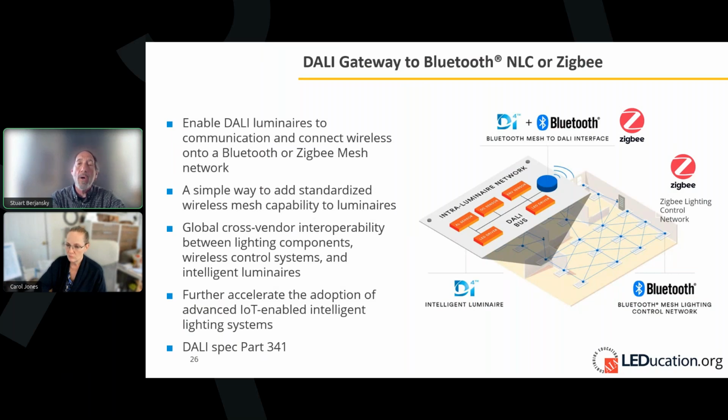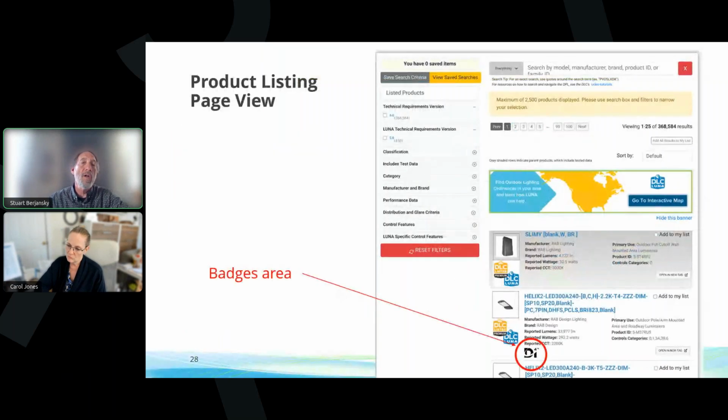But one of the things that we are going to be doing is on our qualified products list, we are going to be identifying digital products with what we call badges. These will be on our product listing page. So when you go into our qualified products list and you search for a product, and however you get there, and this is the page that would come up, you would be able to see that this product, the one I have highlighted here, supports D4i. There would be a badge for DALI 2. There would also be a badge to support DMX 512.